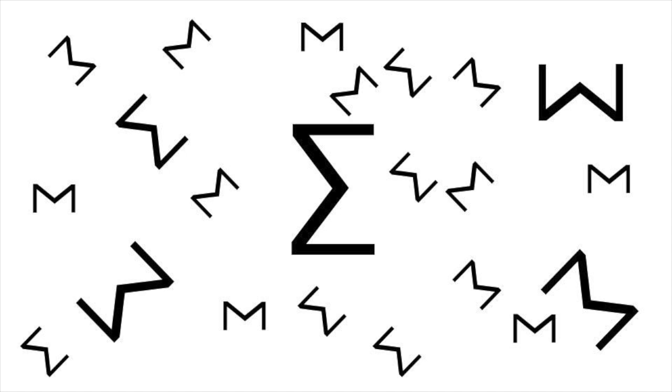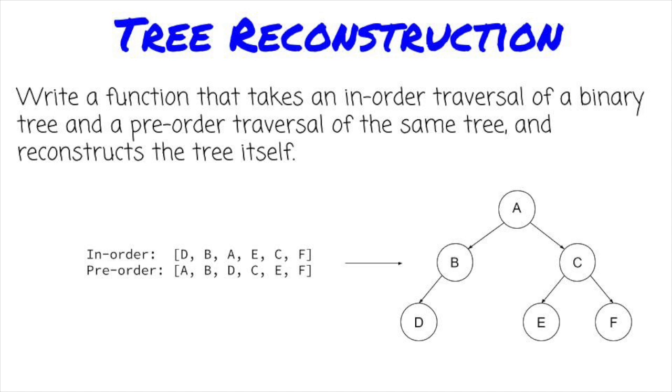Alright, enough. Twosome, threesome, subset sum, enough summing. Let's look at something else. Next time, we'll look at our first tree problem. Write a function that takes an in-order traversal of a binary tree and a pre-order traversal of the same tree and reconstructs the tree itself. Don't know what a traversal is? We'll explain in detail in our next video.